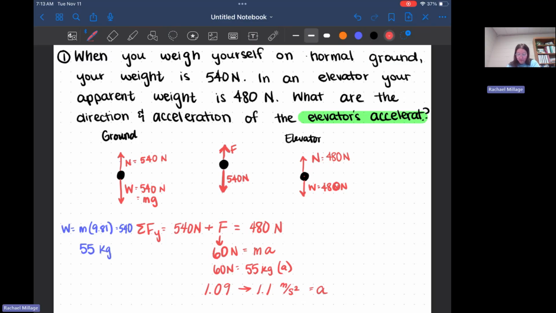And then we said, hey, if we're counteracting, the net force is upwards, so I have to be accelerating in the same direction as my net force, right? That's Newton's second law. Force equals mass times acceleration. Net force is always in the same direction as acceleration. So I have to be accelerating at 1.1 meters per second squared upwards.